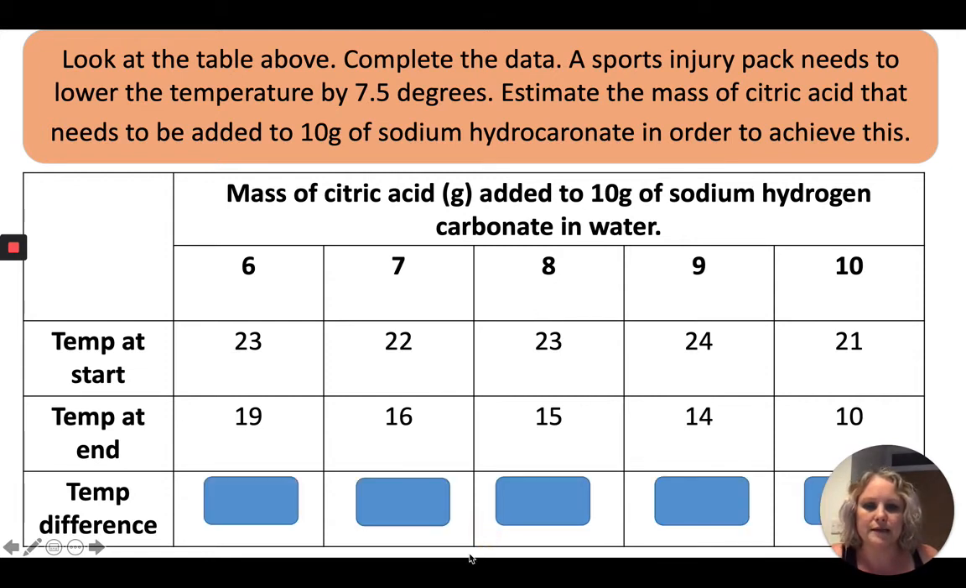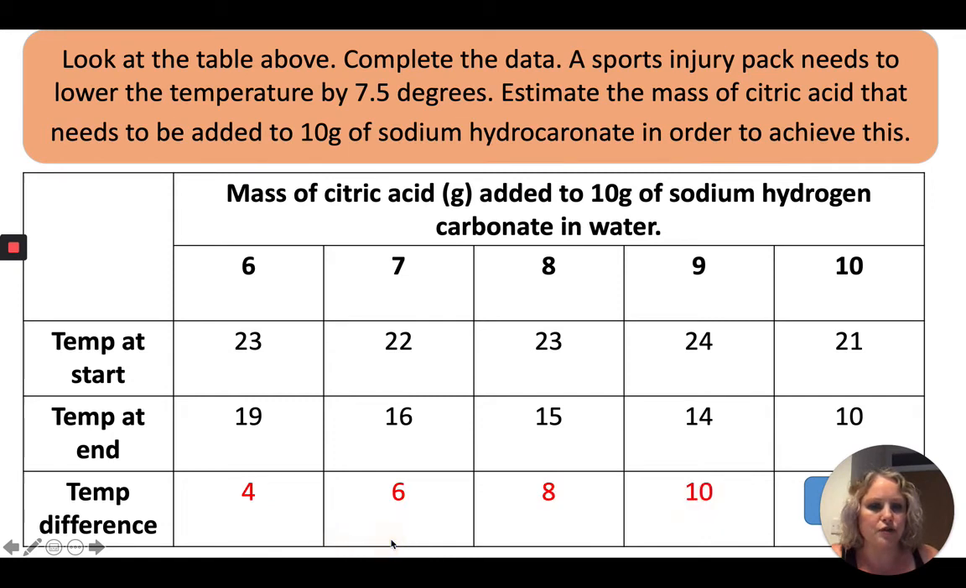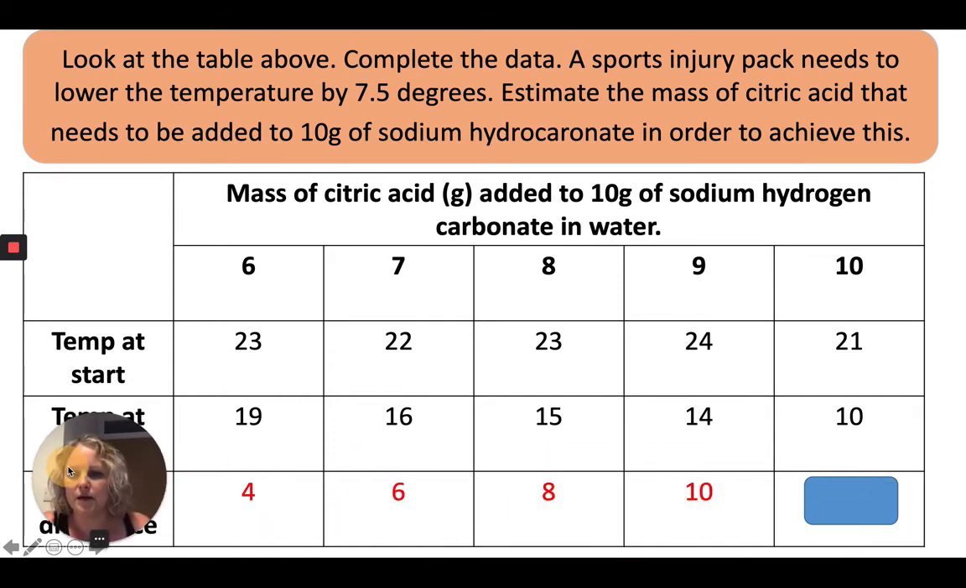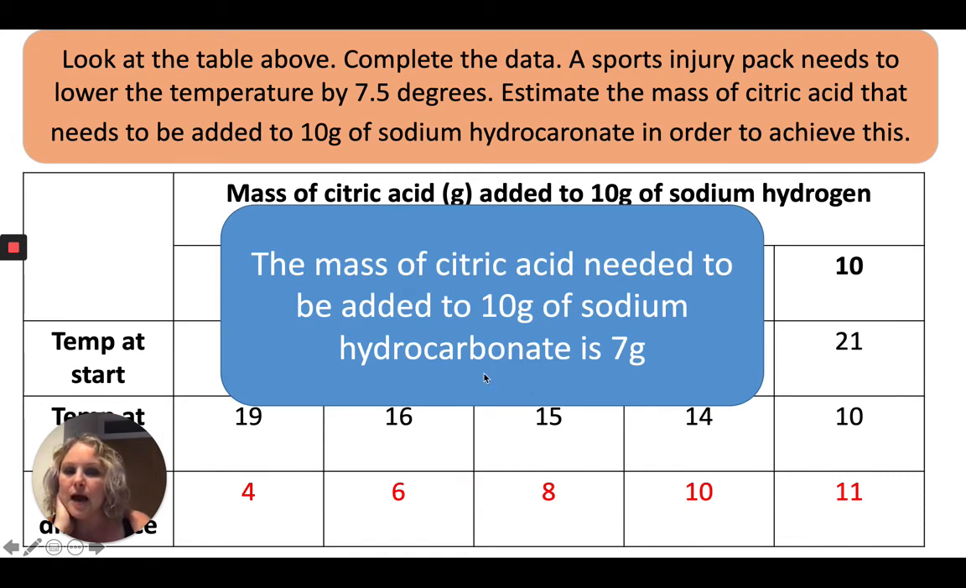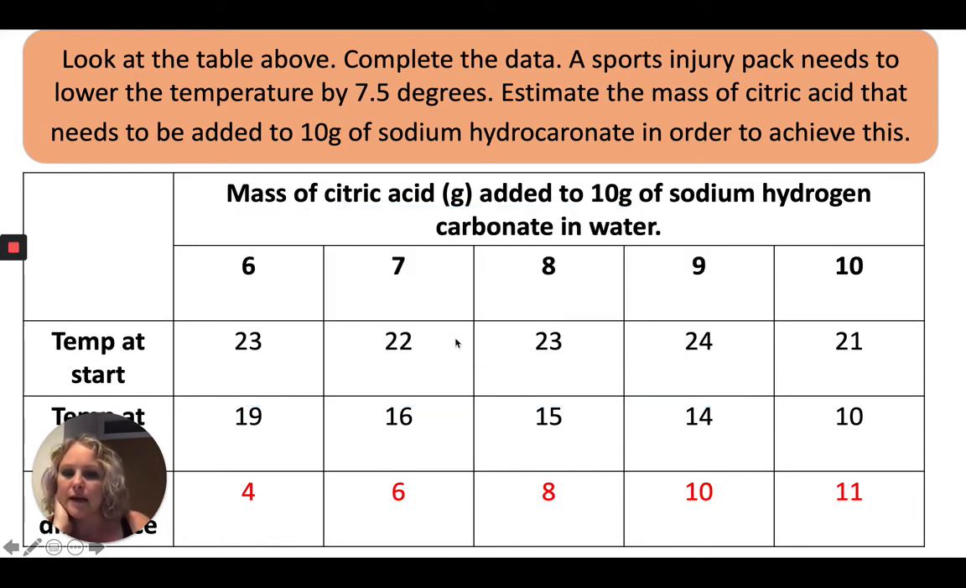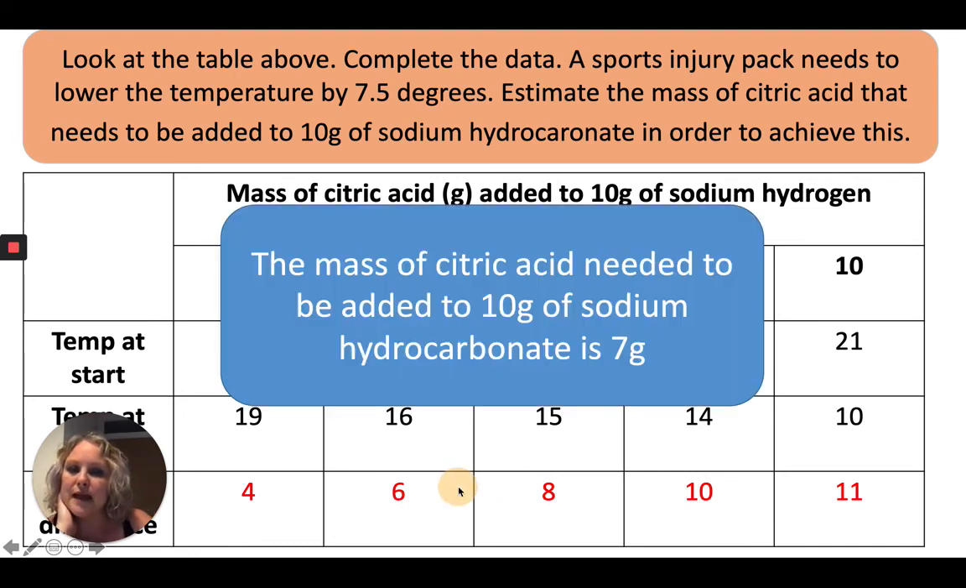Well, let's have a little look at the answers. So you should have got the temperature differences like this. I'll just move myself back over here. So how much would we want if we want to lower it by 7.5 degrees? If it was 7 degrees, then we would suggest that we would need to add 7 grams of hydrogen carbonate. If we wanted to cool down by 6 degrees, we'd add 7 grams of hydrogen carbonate. If we wanted to cool down by 7.5, it would be right in between 6 and 8, which would give us 7 grams of hydrogen carbonate.